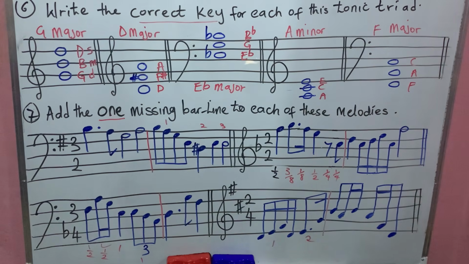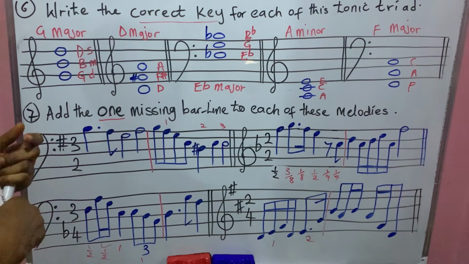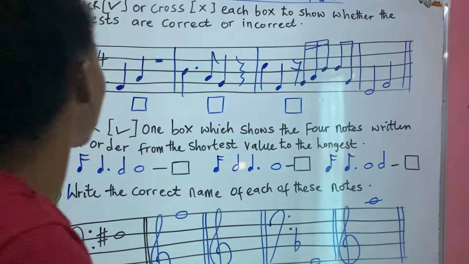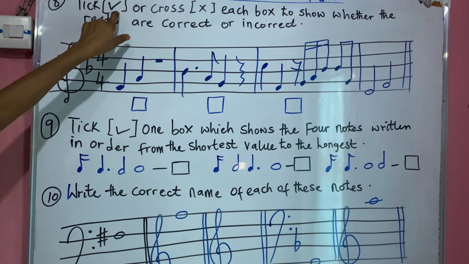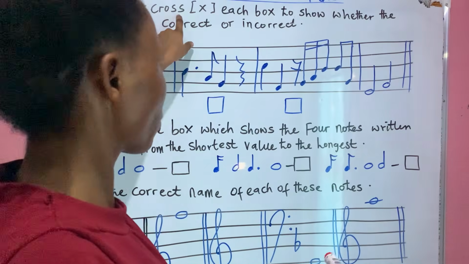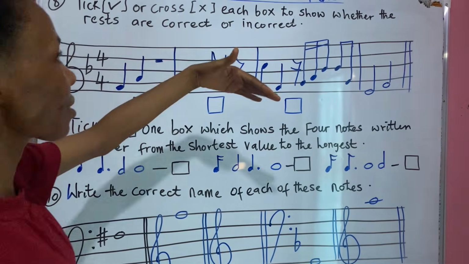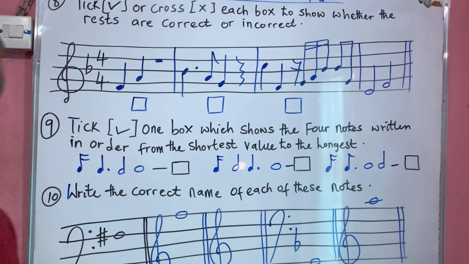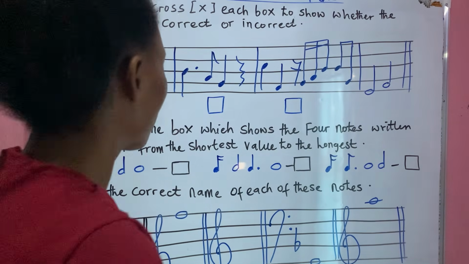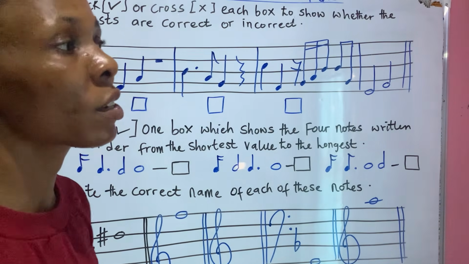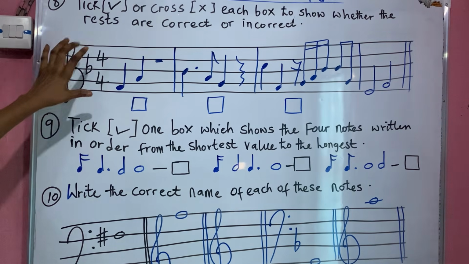Okay, so let's go to number 8. Tick correct or cross, that's wrong, each box to show whether the rests are correct or incorrect. So you are now asked the rest values, whether your rest is correct or incorrect. So just tick. And the first one is 4 4.